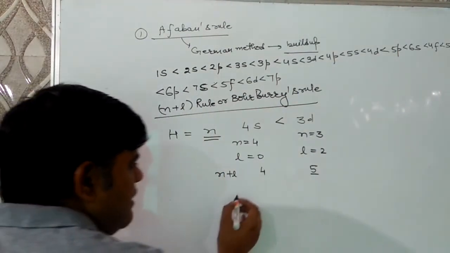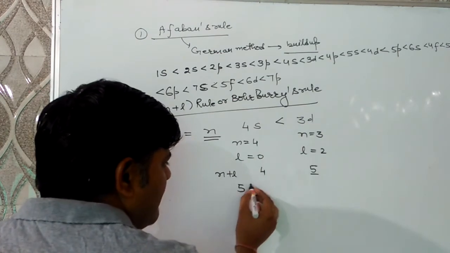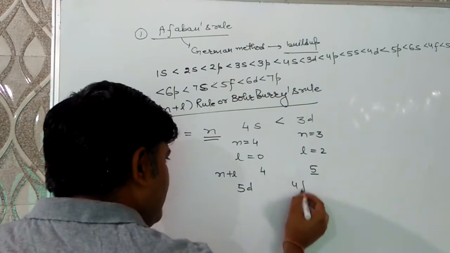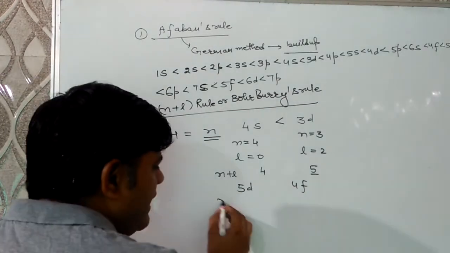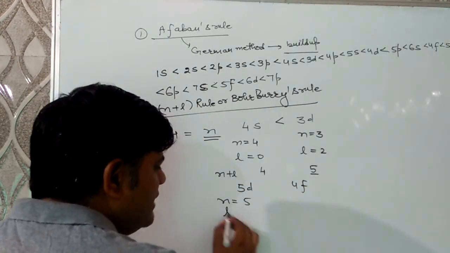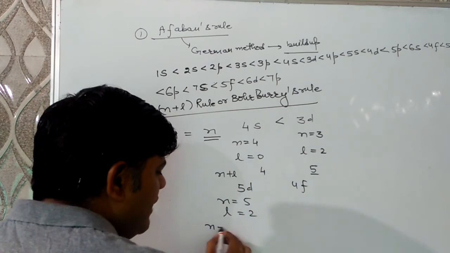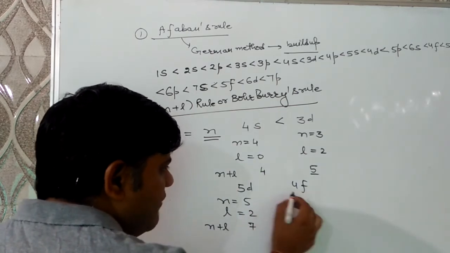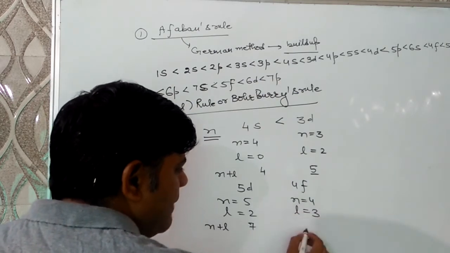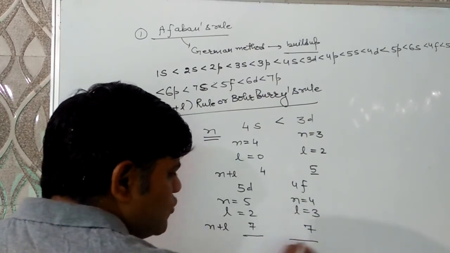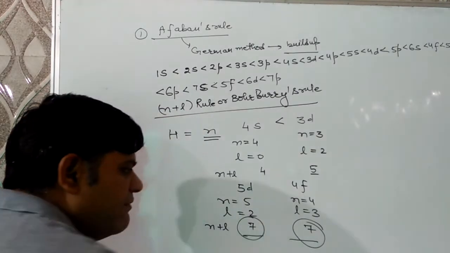Now, for 5d and 4f orbitals we have to find which is having higher energy. Here for 5d, n is 5, L is 2, so n plus L value is 7. Same way for 4f, n is 4, L is 3, n plus L value is 7. These two orbitals are having same n plus L value.